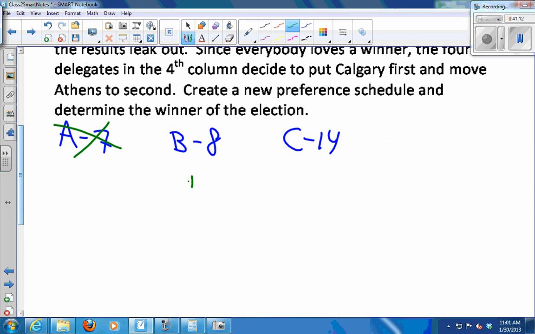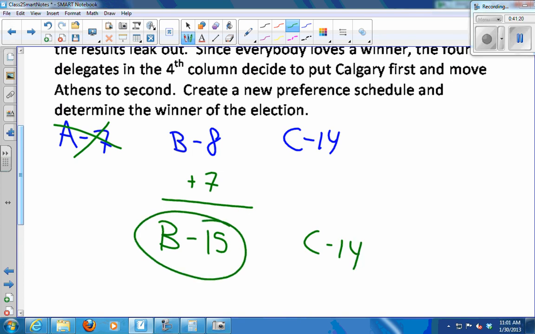So I'm going to add 7 votes here to B. And in round 2, B is going to have 15. C has 14. B is the winner with a majority of the votes. So Barcelona now wins.